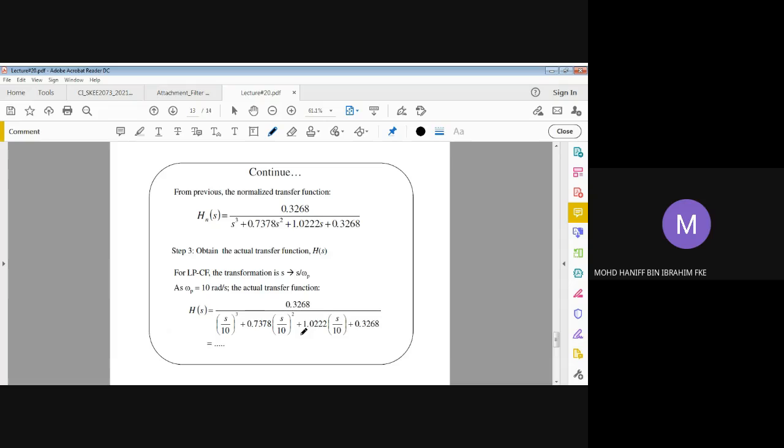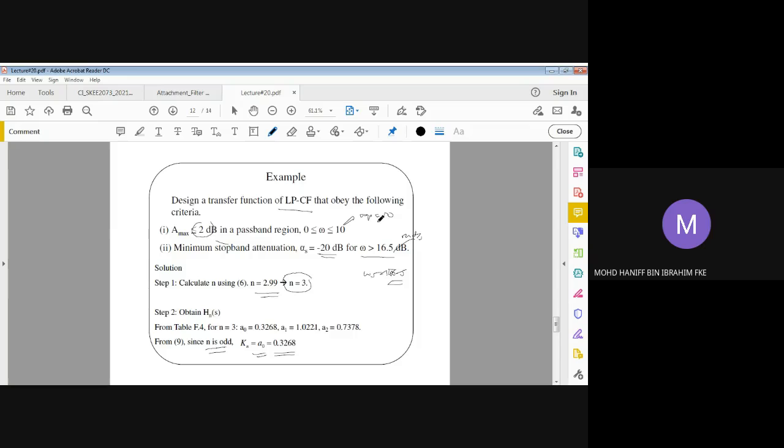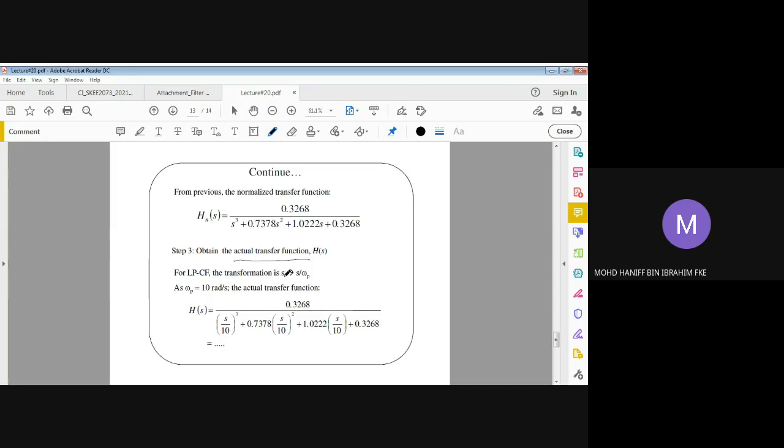So then we are supposed to get the H(s) to be equal to this, based on the Kn and the Chebyshev polynomial. Okay, and finally, you can obtain the actual transfer function simply by transforming all the s in this normalized transfer function to be s over omega P. Since our omega P just now is 10, you have to transform all the s terms to be s over 10. So that should be the actual transfer function for the Chebyshev filters with the given specification.